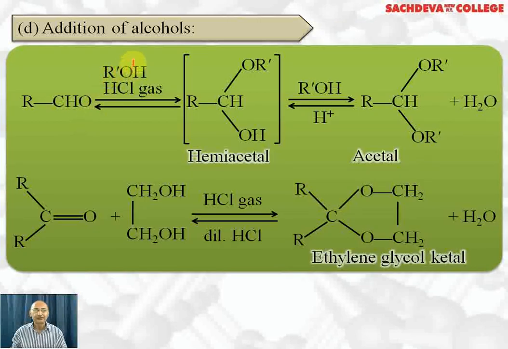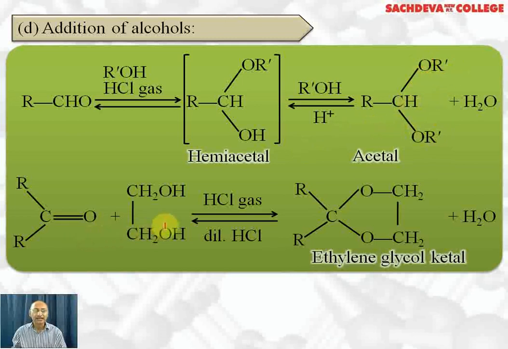RCHO, alcohol breaks down into RO negative and H positive. RO negative attacks carbonyl carbon and H positive attacks oxygen and we get hemiacetal in the first step. In the second step, again alcohol reacts in presence of H ion. So this OH as water is removed and we get OR dash. This is called acetal. In hemiacetal, we have one ether group, one alcoholic group. In acetal, we have both the ether groups which are attached to the same carbon.